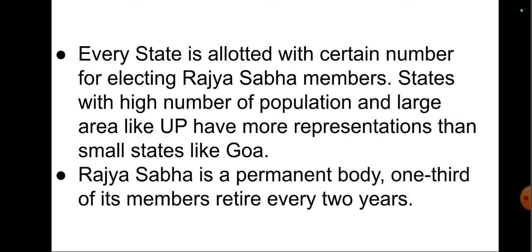Now we'll move forward. Every state is allotted a certain number of Rajya Sabha members. According to the population, the number of seats of a state in the Lok Sabha as well as Rajya Sabha has been decided. For example, the state with the largest population will get the most seats in Lok Sabha and Rajya Sabha, and the state with the lowest population will get the least seats. I think Sikkim has the lowest population, and it has the least seats in Lok Sabha as well as Rajya Sabha, and Uttar Pradesh has the highest number of seats in Lok Sabha.